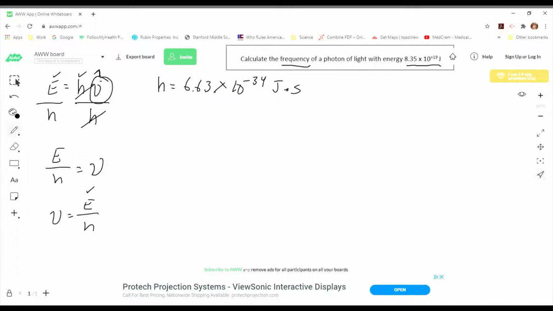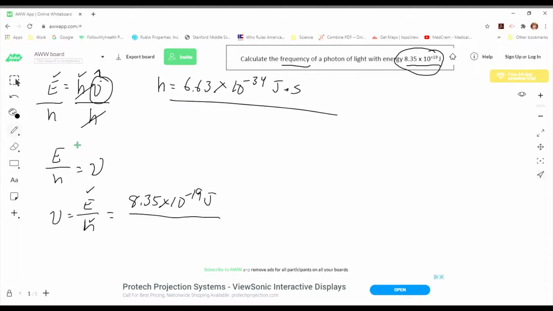Now you have E, you have h. You can just plug them in. Once again, energy here is 8.35 times 10 to the minus 19th joules, divided by Planck's constant, 6.63 times 10 to the minus 34th joules times seconds. Now we can do the calculations. I'm doing the calculations on my calculator: 8.35 times 10 to the minus 19th, divided by 6.63 times 10 to the minus 34th.